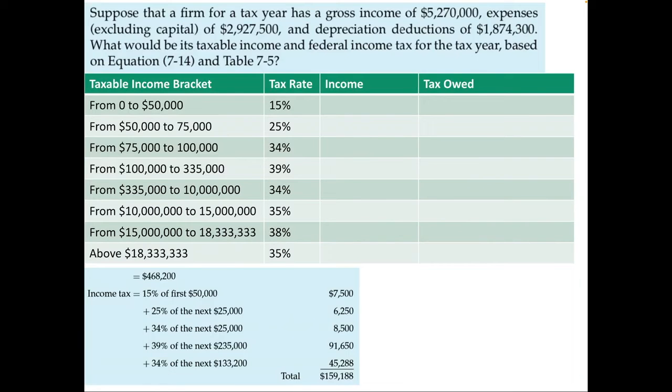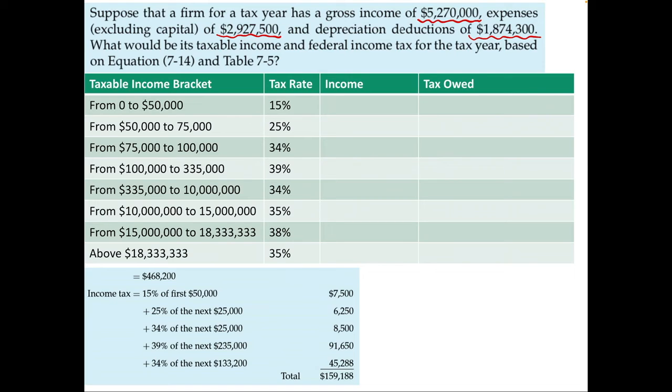Okay, so I know it's still very confusing. Then let's just take a look at this example. Suppose that a firm for a tax year has a gross income of this number. So this is your gross income for that firm, and expenses are 2 million something, and the depreciation deduction is 1 million something. So what would be its taxable income and the federal income tax for the tax year?